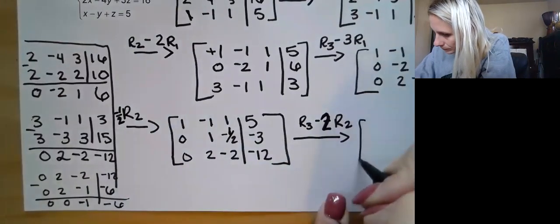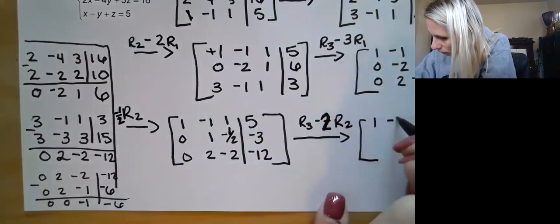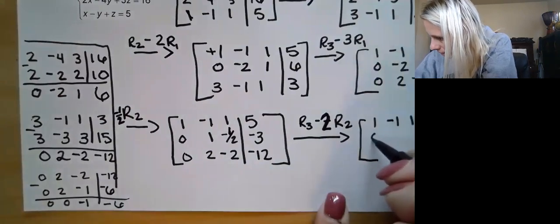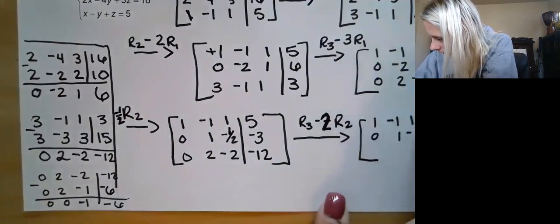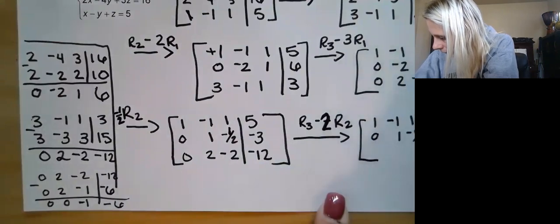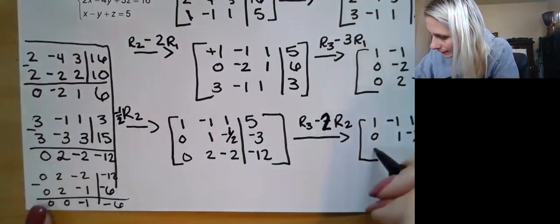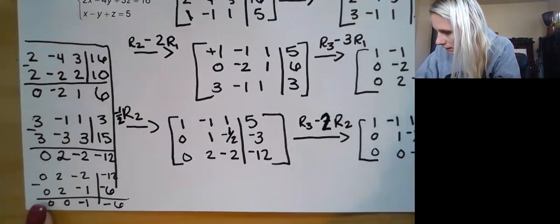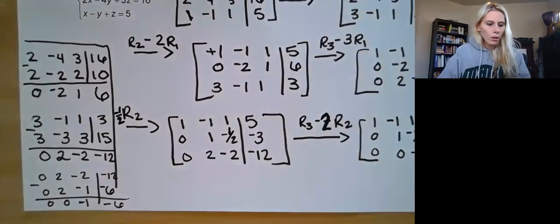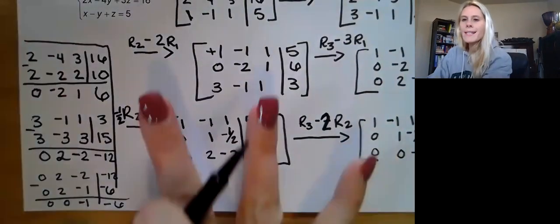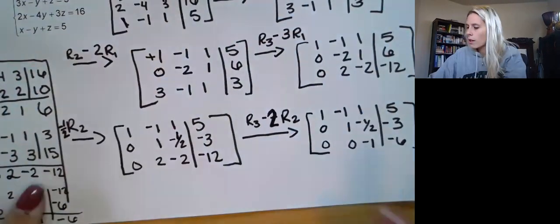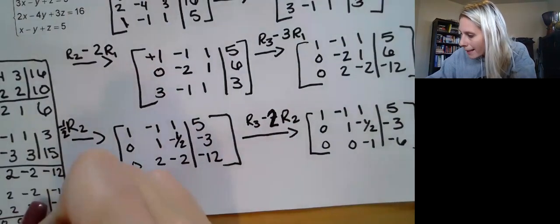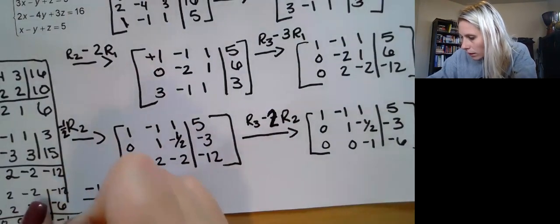Now I get 1, -1, 1, 5, 0, 1, -1/2, -3. And my new row 3 is 0, 0, -1, -6. We are so close, guys, aren't we? What's left? What needs to be there? What's wrong with this so far? That needs to be +1. So what do? We multiply it by a -1 to R3.